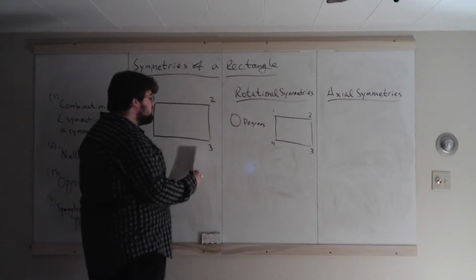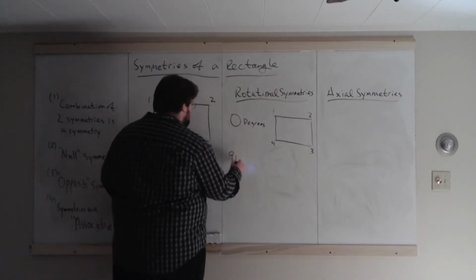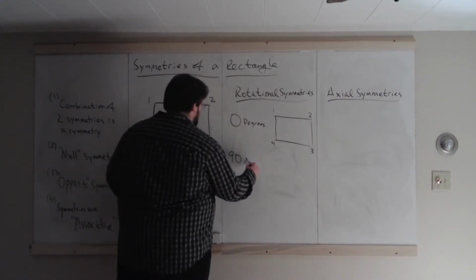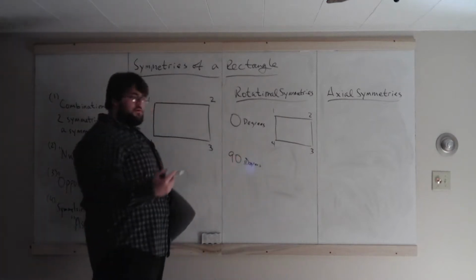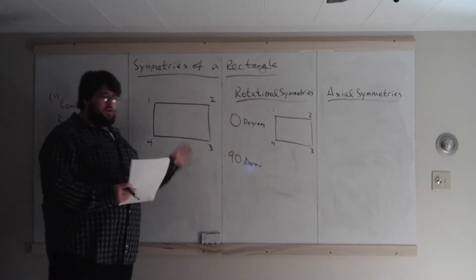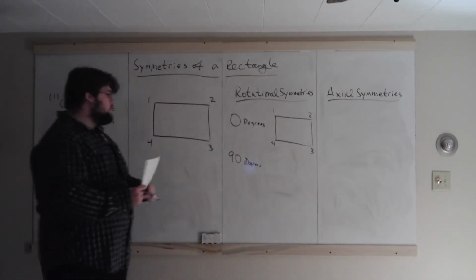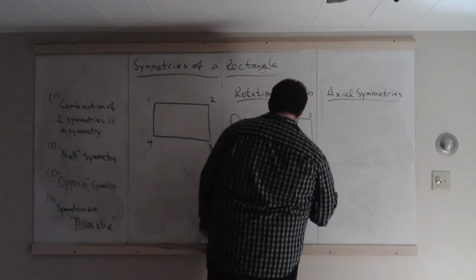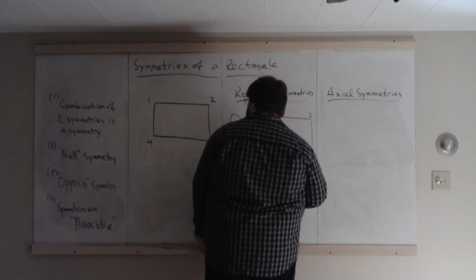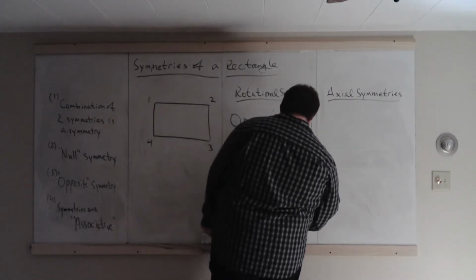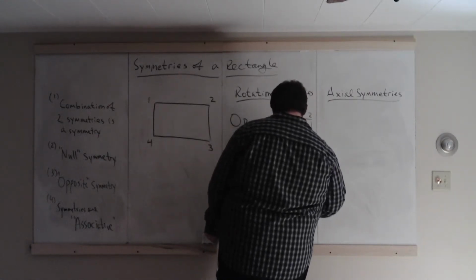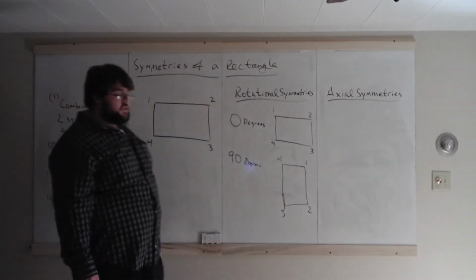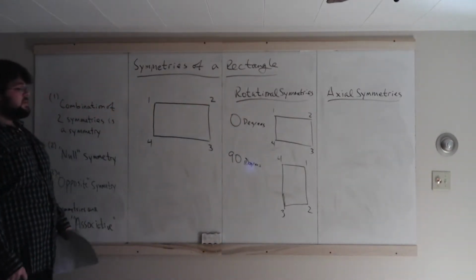What happens if we rotate it 90 degrees? Well, we could do it in either direction. Let's say clockwise. 90 degrees clockwise would form this rectangle. Which one would have formed? We would go 1, 2, 3, 4. If you rotate it 90 degrees clockwise, it forms that rectangle.